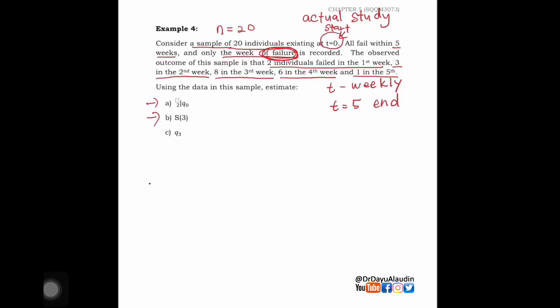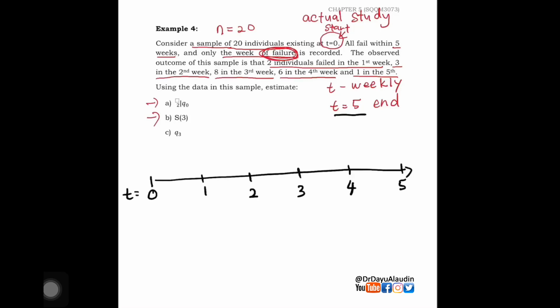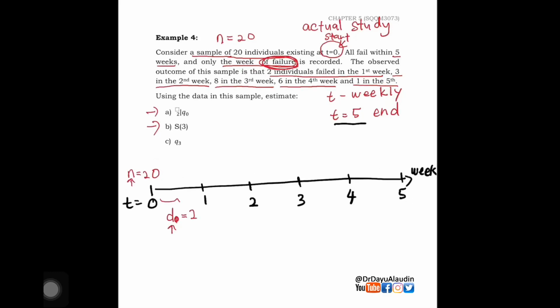So now we draw the timeline. This is t. T is in terms of weeks. So you have to label the timeline. At t equal to 0, n is equal to 20. So all individuals still survive at t equal to 0. In the first week, 2 individuals fail, 0 to 1. D0 equal to 2. So this here actually is 1.